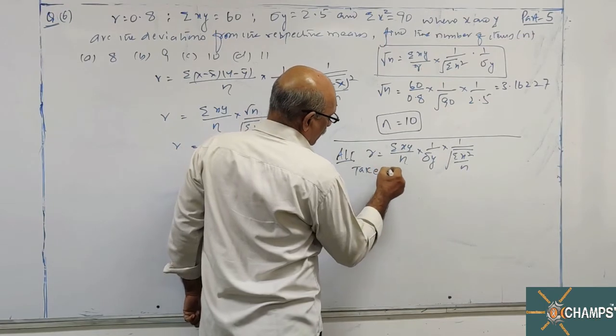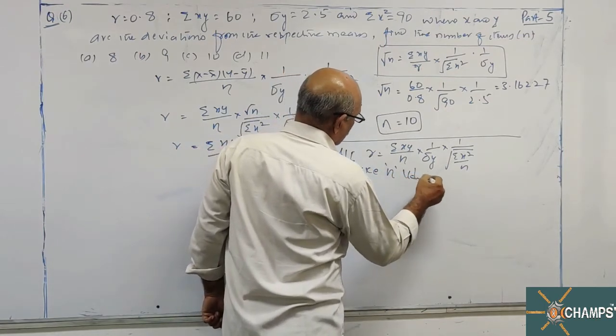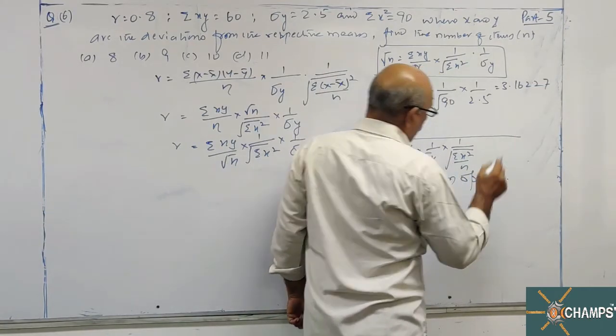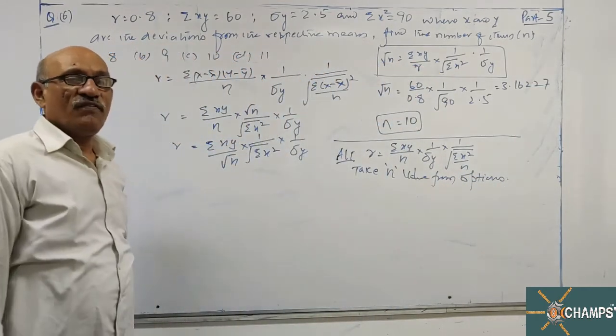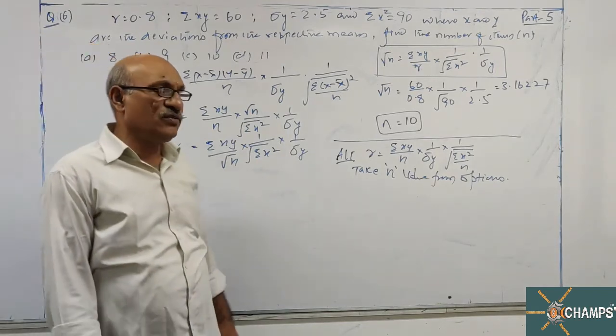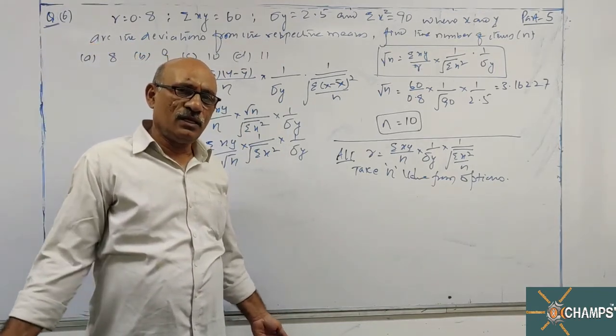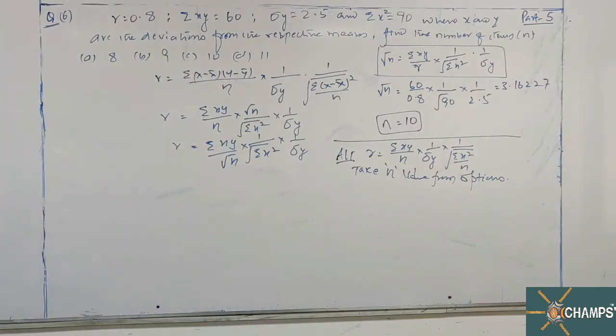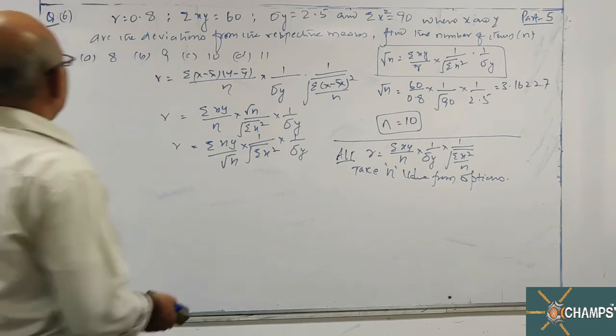Take n value from options and verify for what value of n left hand side is equal to right hand side. That is the answer to the given question. Anyway you can solve. Okay, next question.